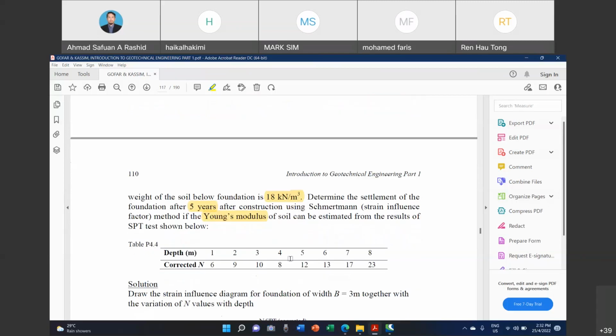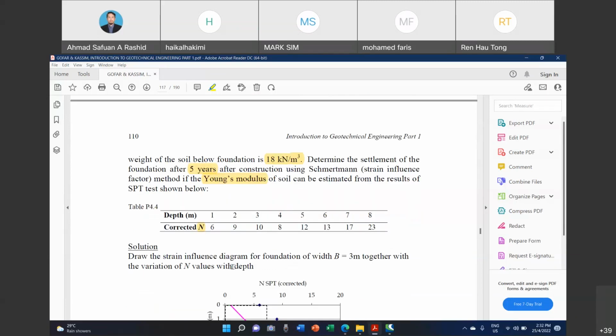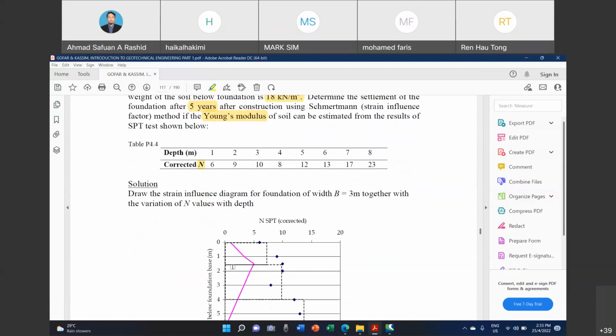Based on this SPT N value, I already mentioned the SPT N value earlier. To get the Es, we should multiply it with 766. So how do we determine the immediate settlement? We look at the solution.